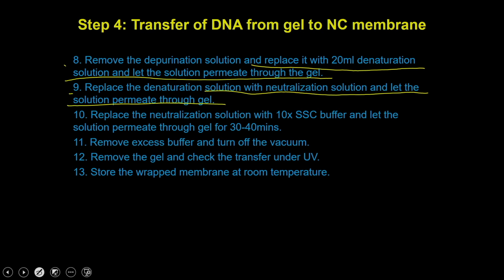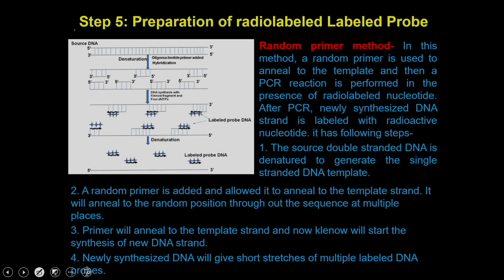So, in step 5 you are going to prepare the radiolabeled probes. If you remember, when we were discussing northern blotting, we discussed one method of radiolabeling, the terminal transferase method. Here we are going to use a different method. So, you have the choice whether you use the terminal transferase method or the random primer method.